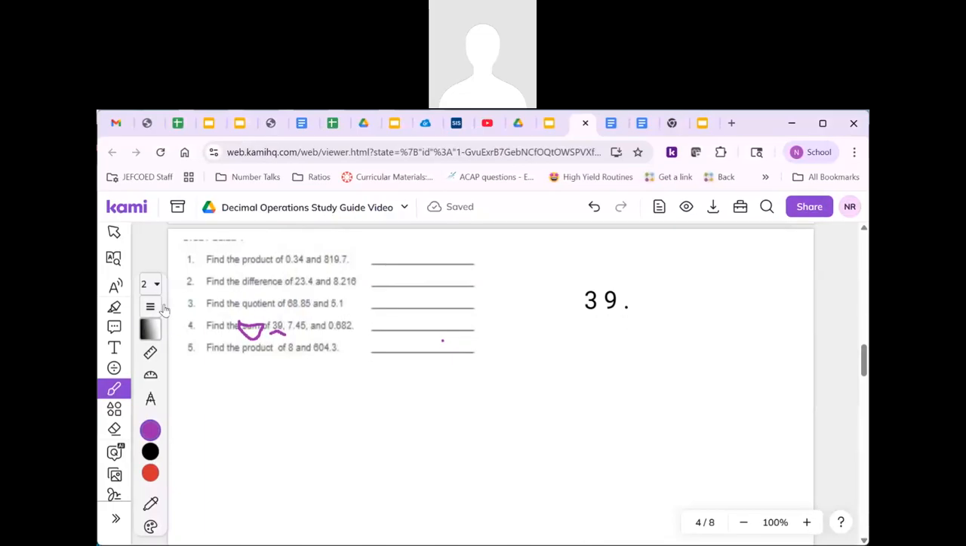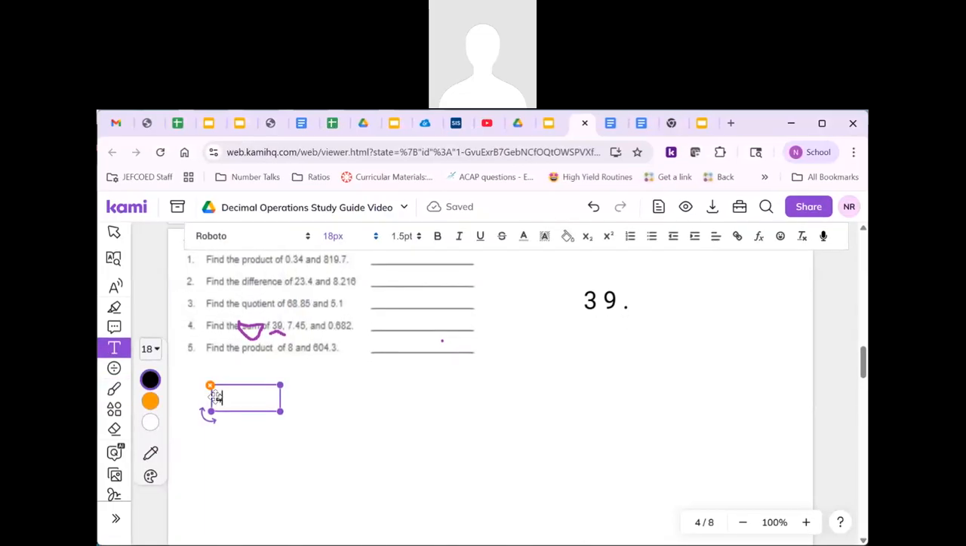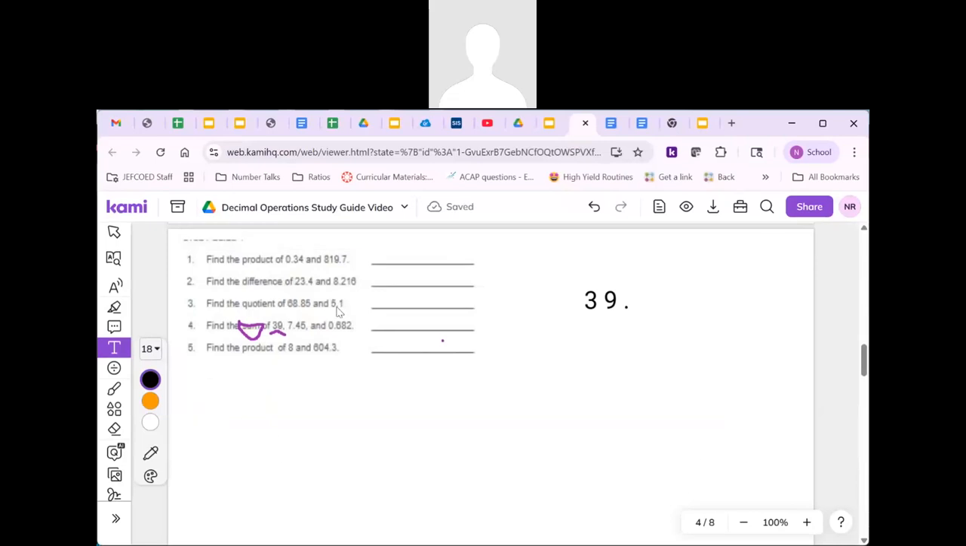And I'm going to type your answer down here. And if you didn't get this answer, you can watch me work the problem. 47 decimal 132, so 47 and 132 thousandths. Okay, if you didn't get that, watch me. If you did, go on to the next problem.